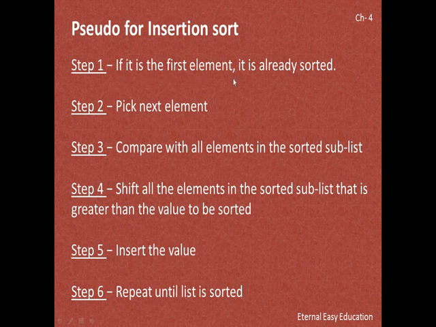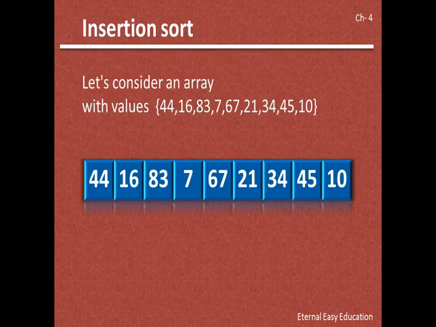If it is the first element, it is already sorted. Pick next element. Compare with all elements in the sorted sublist. Shift all the elements in the sorted sublist that are greater than the value to be sorted. Insert the value. Repeat until list is sorted. If you see the example, you will easily understand these lines.